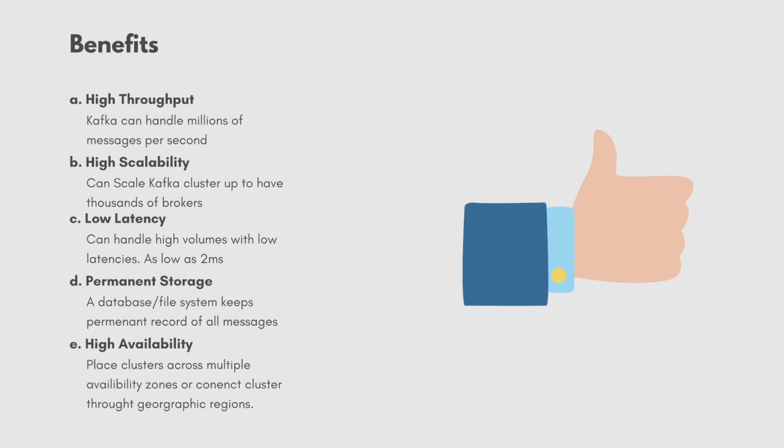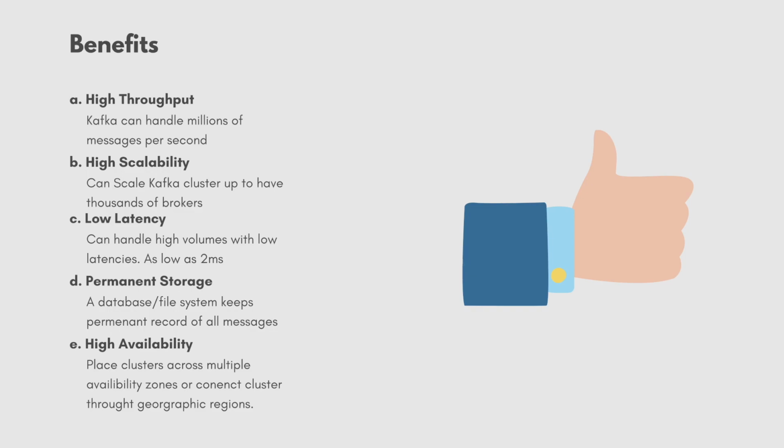Then we have high scalability. We talked about the horizontal scaling nature of Kafka. So we can utilize that high scalability to create many brokers and spread our information across those brokers, to make sure that if one broker goes down, we already have a replica of it in another broker, so that information is available no matter what.